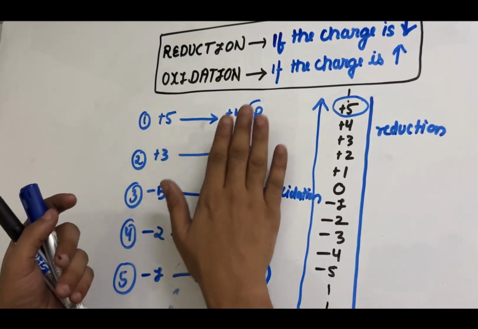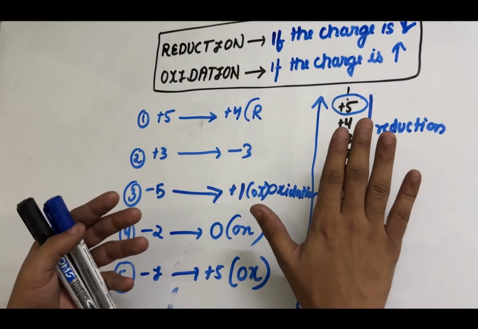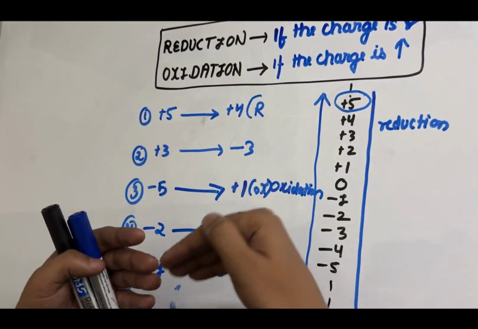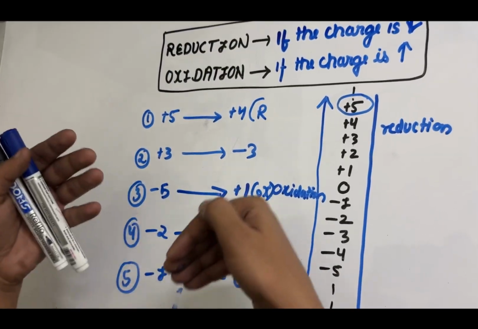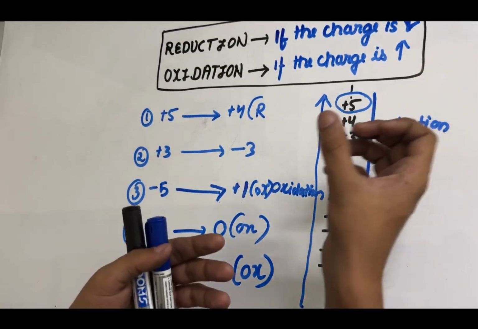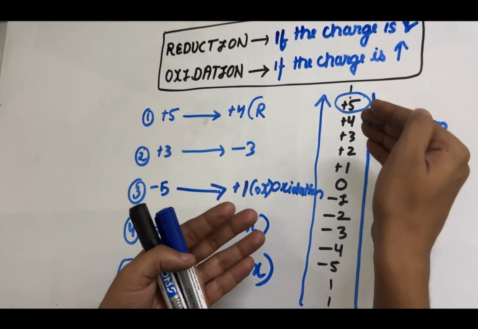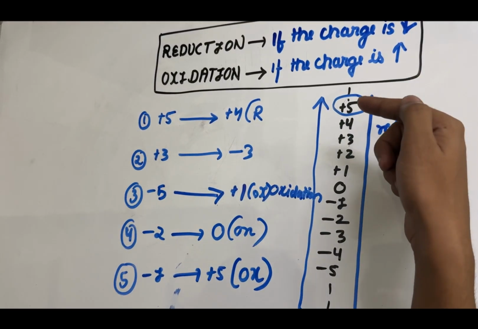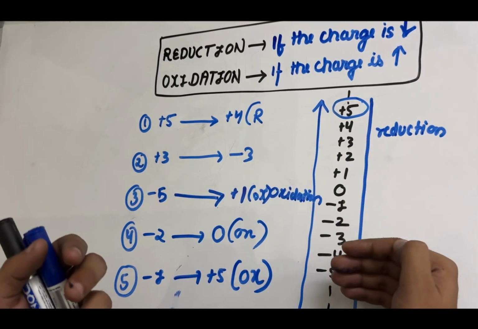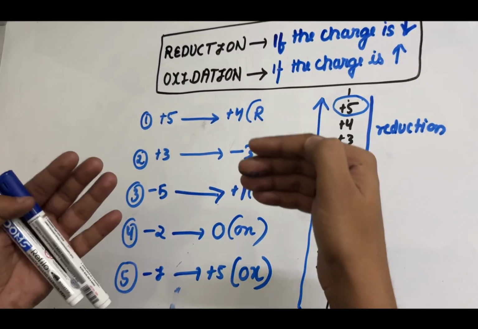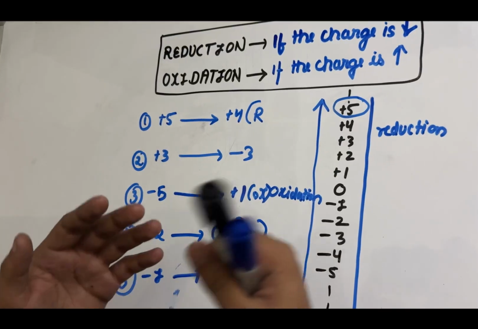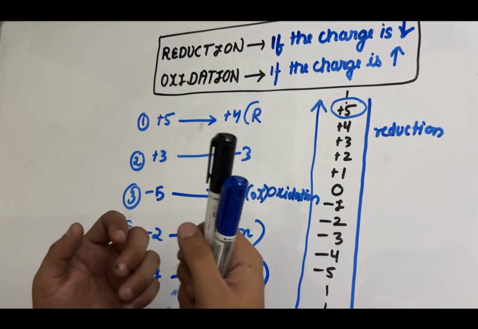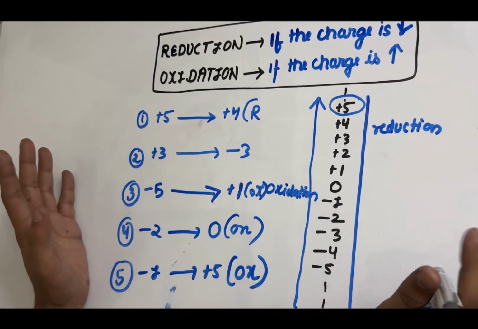If you are not able to do it without this table, then whenever you are solving reduction and oxidation questions, just make a table on your page and try to solve it with the table. Okay, so if you are going from plus to negative values, or if the value is decreasing, then it is reduction. But if the charge or the value is increasing, then it is oxidation.